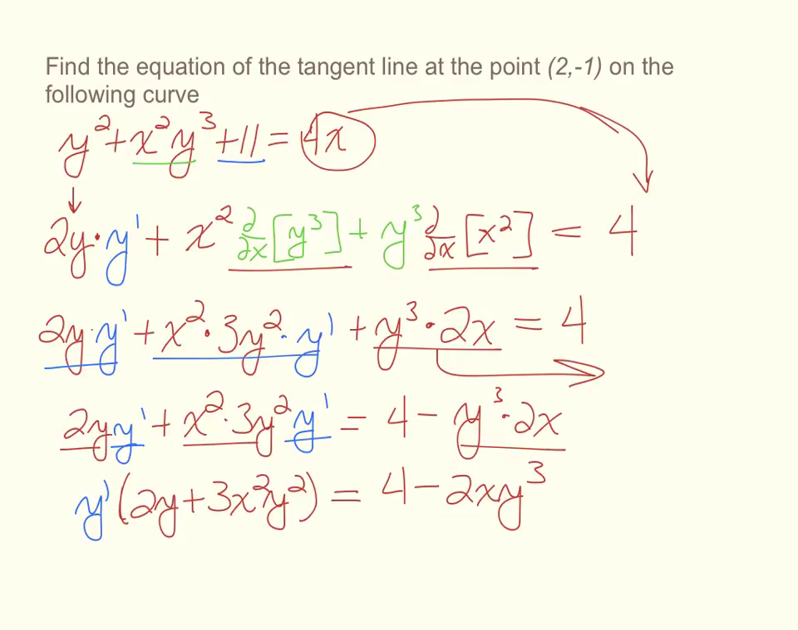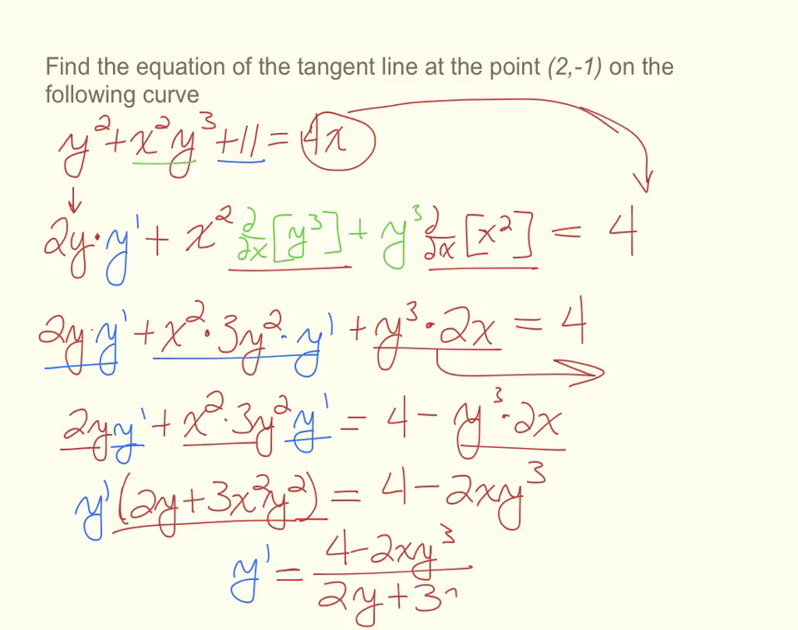And then the last step that we need to do to solve for y prime is divide both sides by 2y plus 3x squared y squared. And that allows us to find that the derivative y prime equals 4 minus 2xy cubed, all over 2y plus 3x squared y squared.